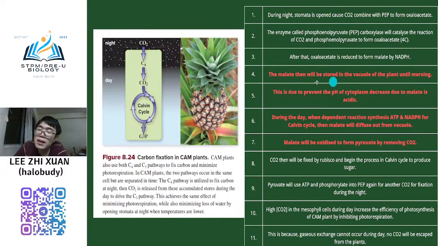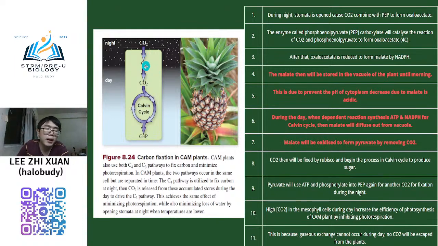Meaning that, normally the first reaction is still the same, just that the malate produced from the oxaloacetate will be stored in the vacuole first. It will not directly go toward the carbon cycle. C3 does not have this, because C3 directly uses Rubisco to fix the carbon dioxide. So during a sunny day, it does not have this mechanism. But CAM plants have it.